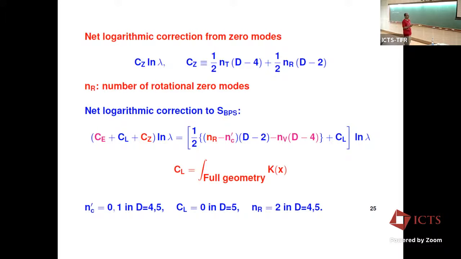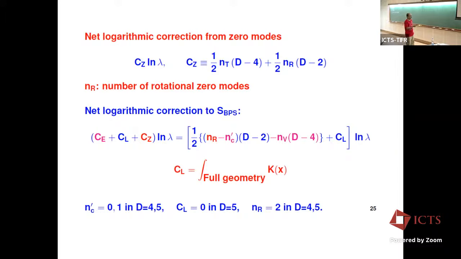Now we can add up all the corresponding contributions. Remember the net logarithmic correction to S_BPS: there is a contribution from C, that came from the statistical side because of a change of ensemble. Then there is a local contribution, the integral over K of x, and then there is a 0 mode contribution that is explicitly given here.